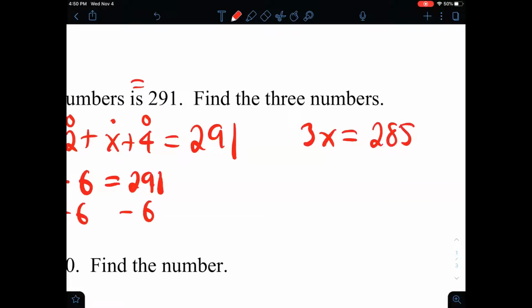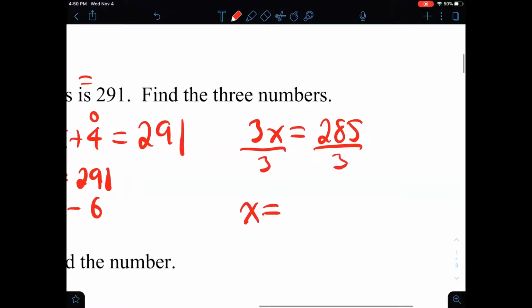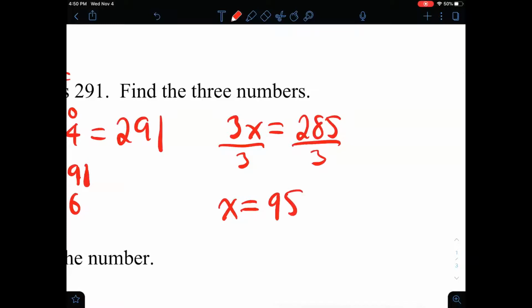And what's the last step? We're multiplying by 3, so the opposite of multiplying by 3 is to divide by 3 to undo what's happening to the x. And x is going to be equal to 95. Is that our final answer?